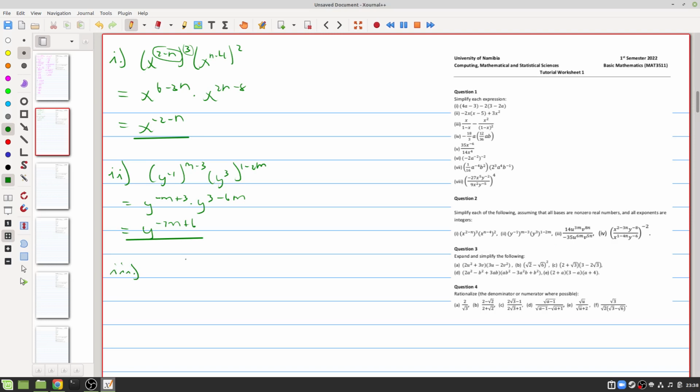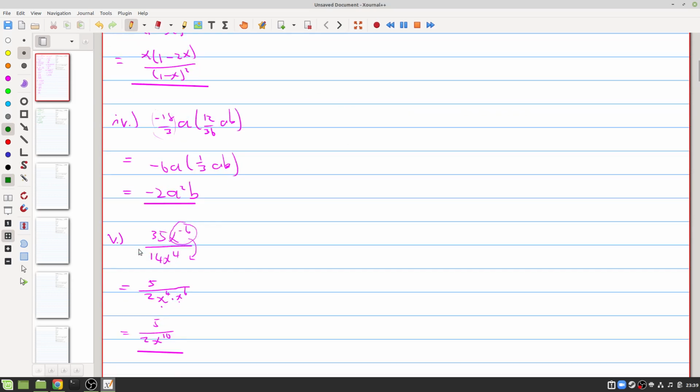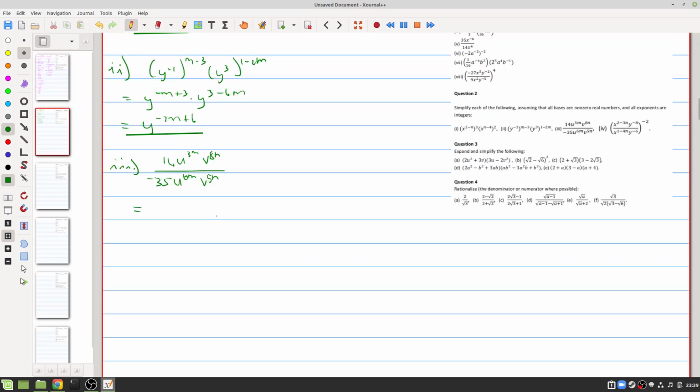Okay, third question. Here we have 14 u to the power 3m, v to the power 8n, over negative 35, u to the power 6m, and v to the power 5n. Okay, so let's simplify. 14 and 35, we had that earlier, just the other way around. So we can divide both of them by 7. If we divide both by 7, we get 2 and negative 5.